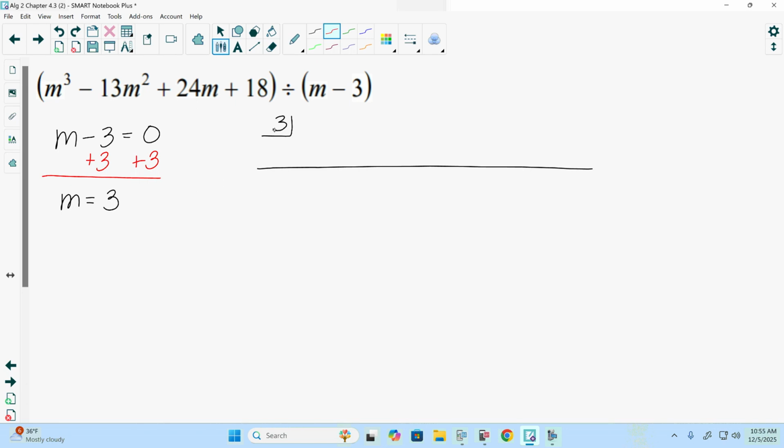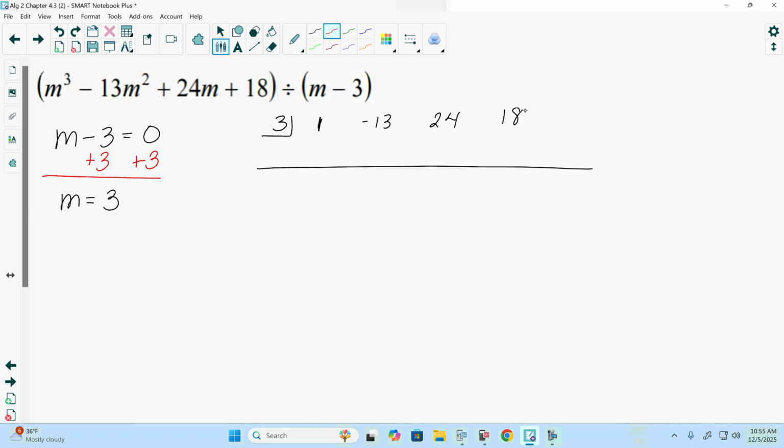What's being divided? Our m cubed minus 13m squared plus 24m plus 18. We want to take all the coefficients, the numbers in front of the variables, and if one's missing, we're going to fill it in as 0. So the number in front of m cubed is 1. The number in front of m squared is negative 13. The number in front of m is 24. And our constant term is 18.